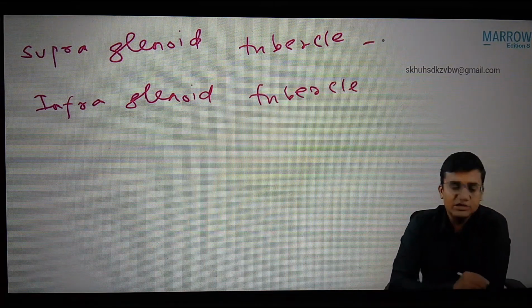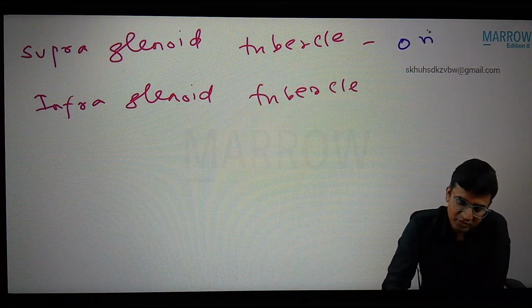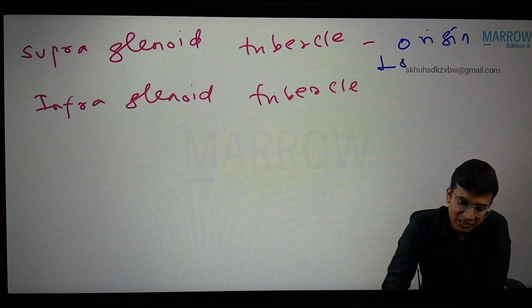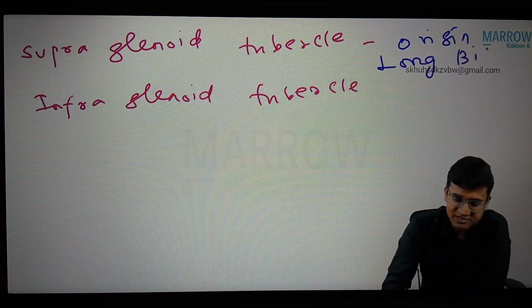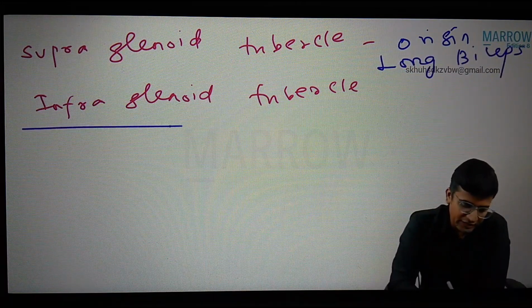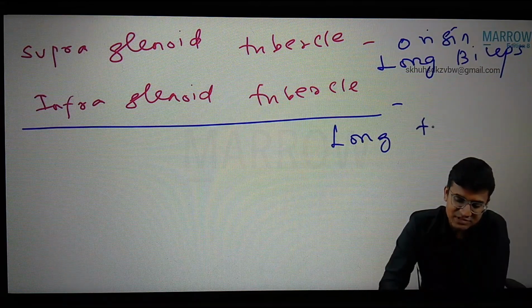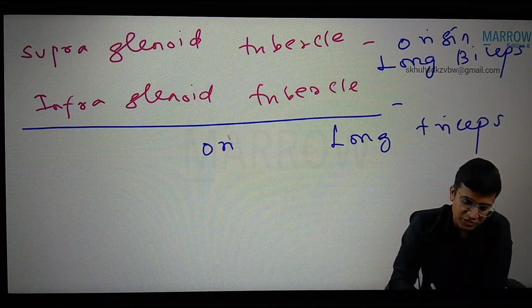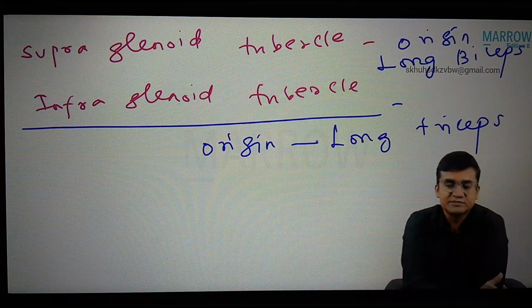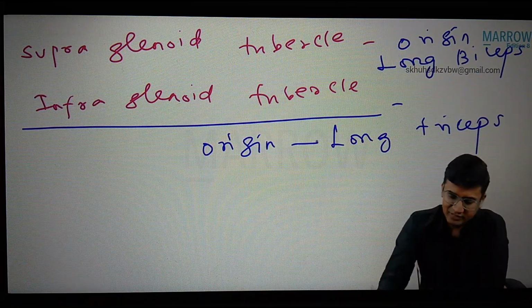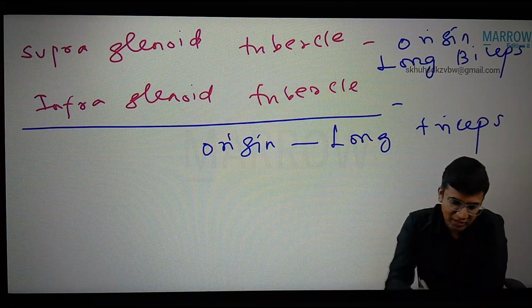The supraglenoid tubercle gives origin to the biceps muscle. Please remember, the long head of biceps. Now, the infraglenoid tubercle gives origin to the long head of triceps. Clear? Right. So, next one.